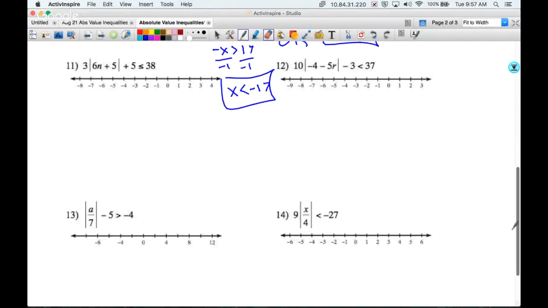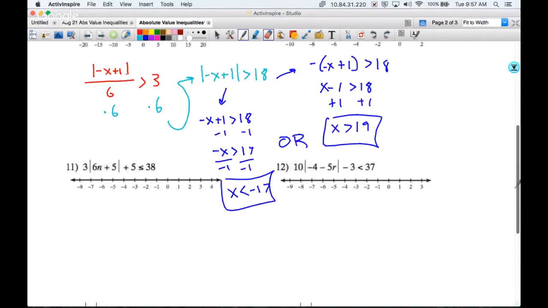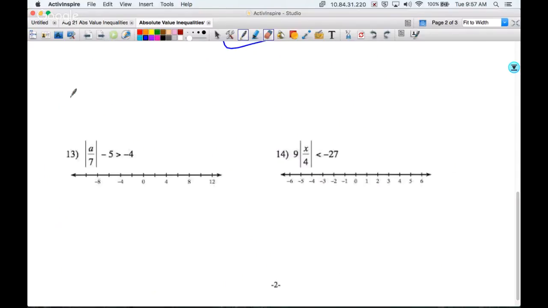All right, one of these last ones. Let's do 13. So for 13, the one, no, let's do 14. So for 14, 9 times the absolute value of x over 4 is less than -27. Divide both sides by 9. And here we reach this. The absolute value of x over 4 is less than -3.